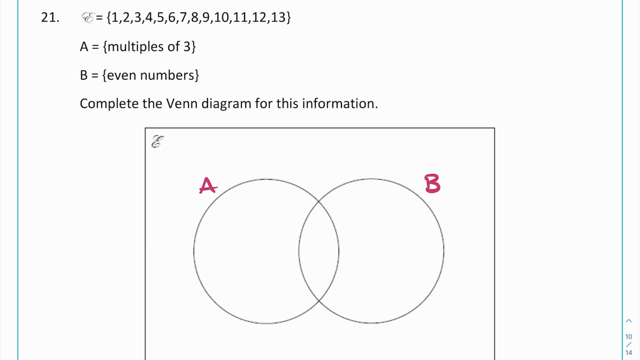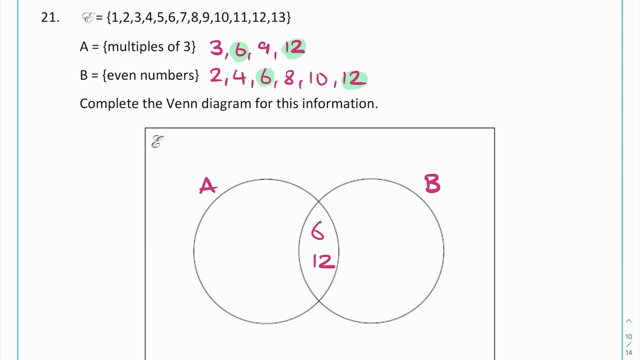Then I'm going to write next to where it says multiples of 3, all the multiples of 3 in this actual list. So we have 3, 6, 9 and 12. It doesn't go up to 15. And then the even numbers. So we've got 2, 4, I'm going to go up to 12. So 6, 8, 10, 12. So first of all, I'm going to find what numbers are in the intersection. So I have a 6 there, and I have a 12 there. So that means 6 and 12 are going to go in the middle.